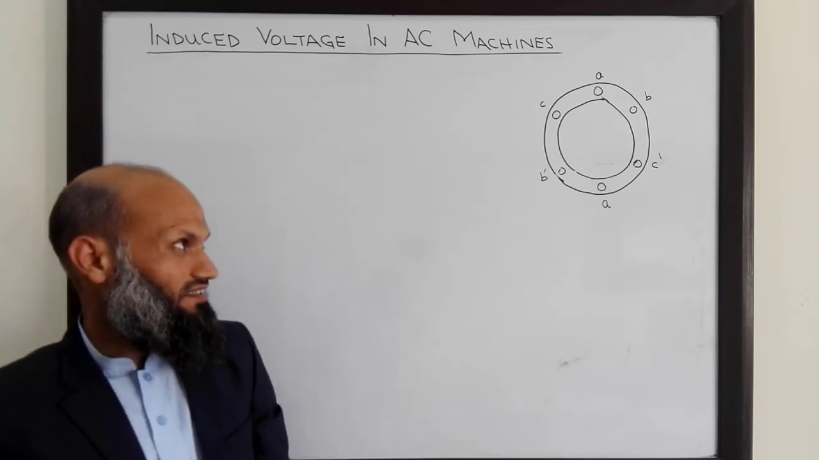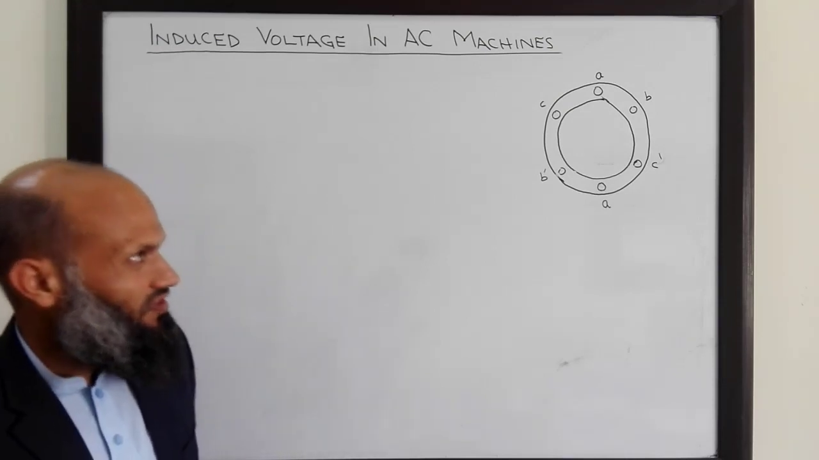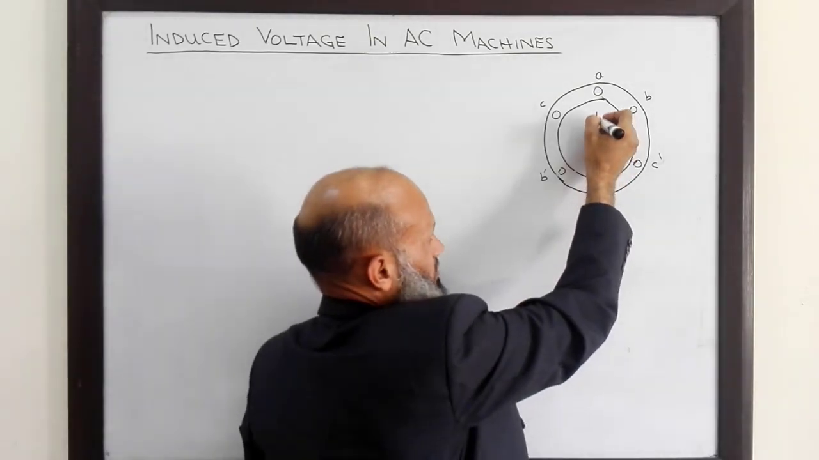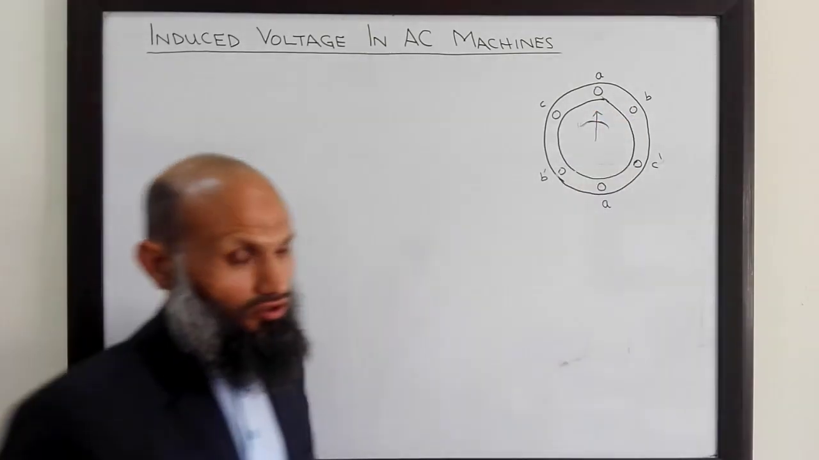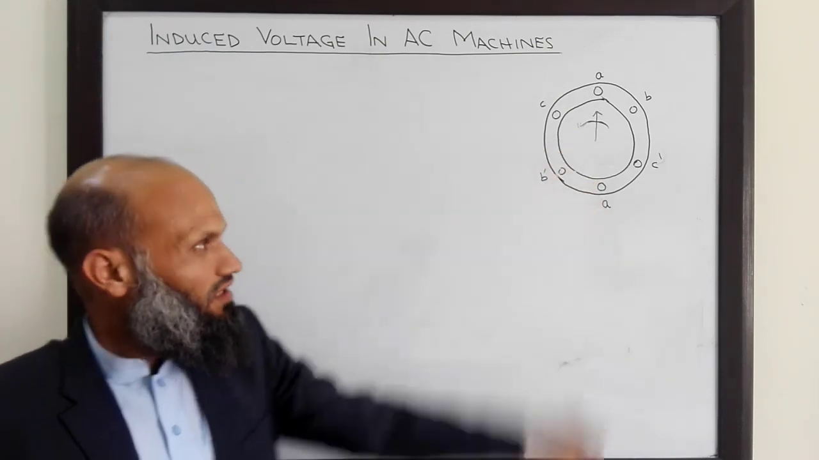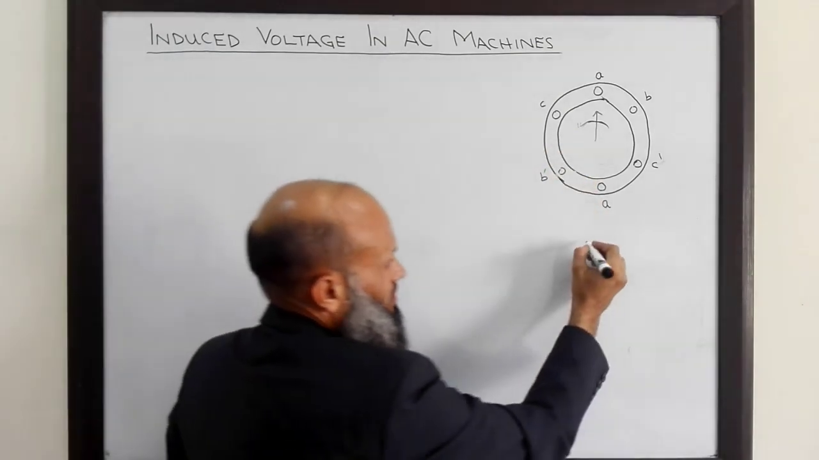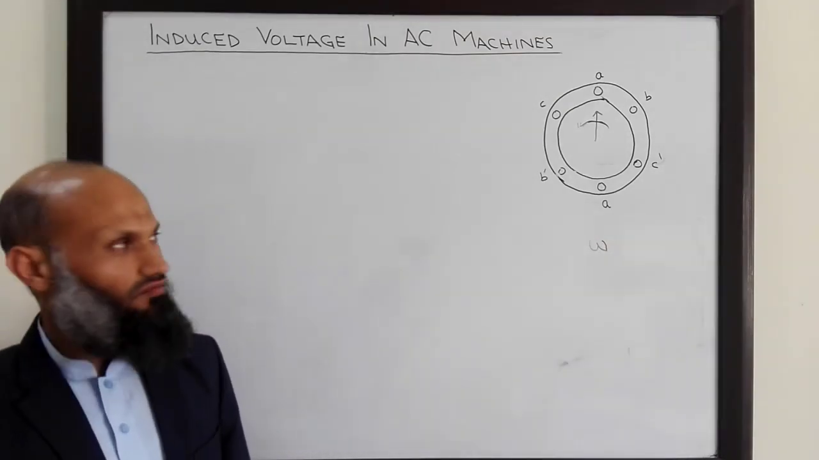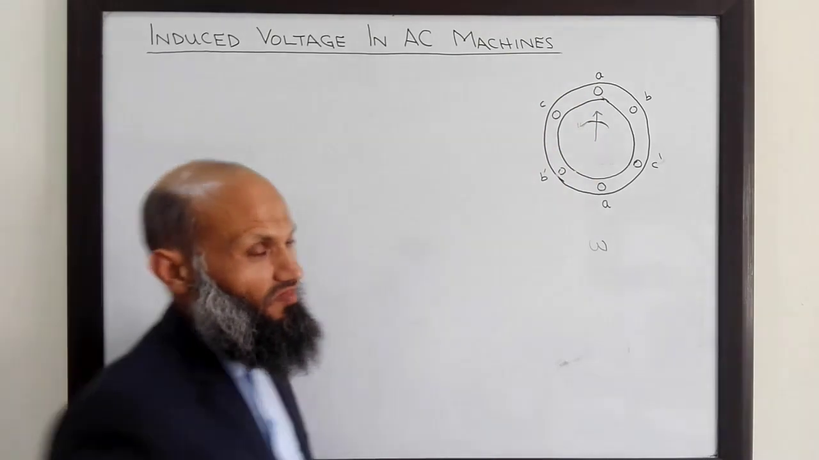In the last lecture, we learned that this set of three-phase coils placed 120 degrees apart from each other and supplied with three-phase currents will produce a rotating magnetic field B. This rotating magnetic field will be of uniform magnitude and it will be rotating with the same frequency as the frequency of the supplied voltage.